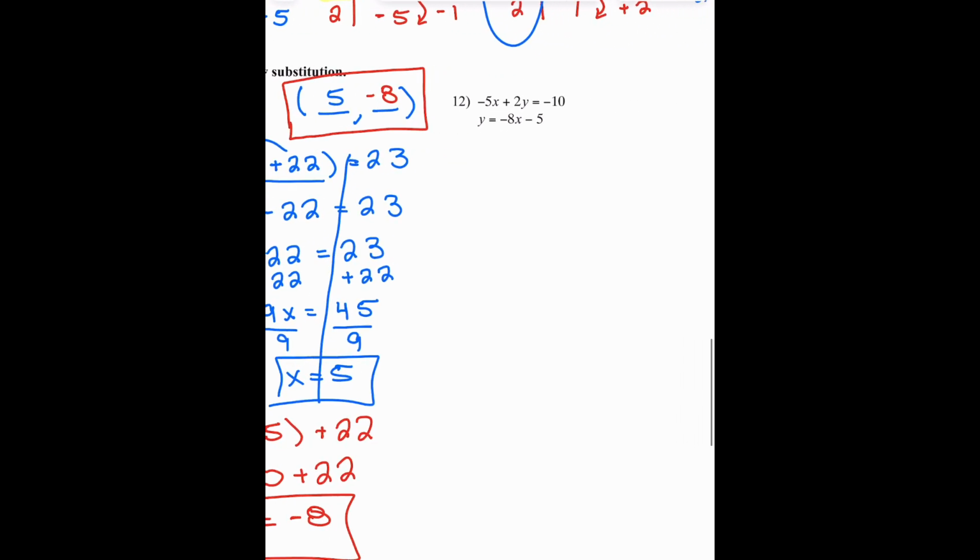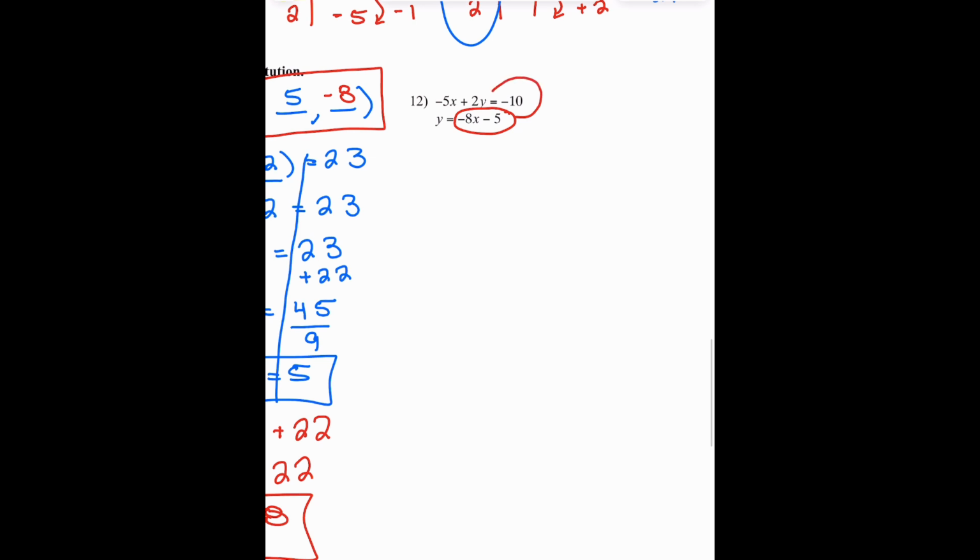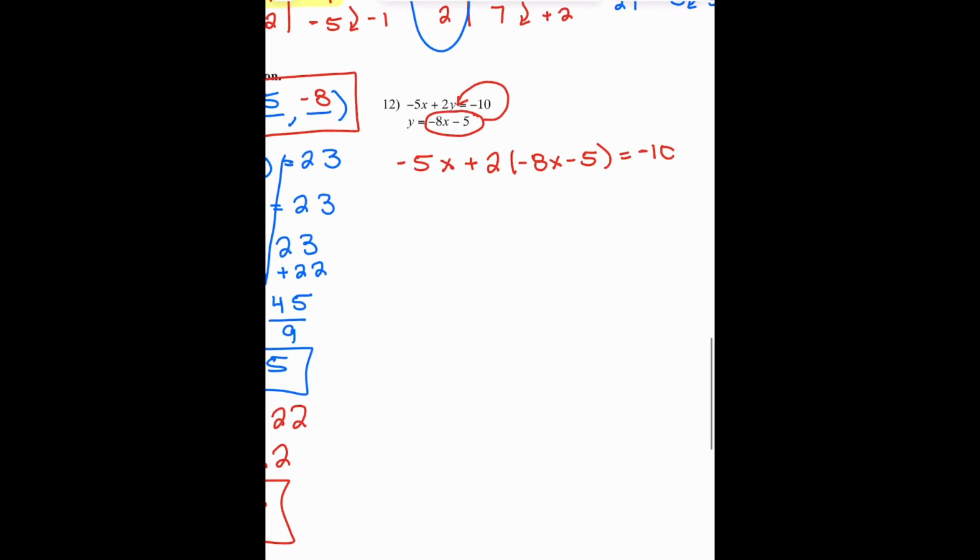Let's try this again with number 12. Once again, I have an equation that starts with y equals. So I can go ahead and plug this in for y, which will look like negative 5x plus 2 times negative 8x minus 5 equals negative 10. I then need to distribute, or double rainbow. 2 times negative 8 is negative 16, and 2 times negative 5 is negative 10.